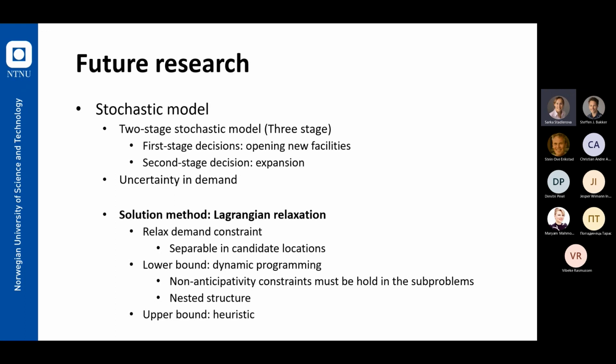We can relax the demand constraint, and then the problem is still separable in candidate locations. And then for the lower bound, even with the nested structure, we can still formulate it as a shortest path problem and solve it with a dynamic programming algorithm. The issue then is the upper bound, to find a feasible solution, a heuristic for how to build a feasible solution. And that's the future work then.